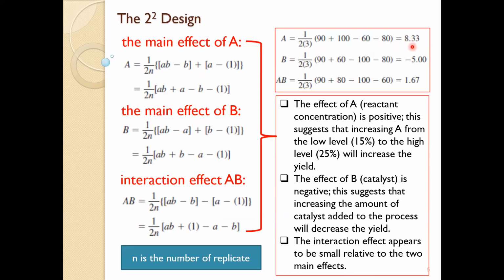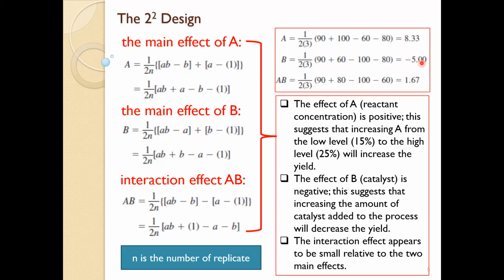You found A is positive, 8.33. That means you increase the level of A, the response increases. Or decrease the level, the response decreases. For B, it's minus 5. Increase the level, reduce the response. AB is also 1.67. And so you found that AB is lower than A and B.